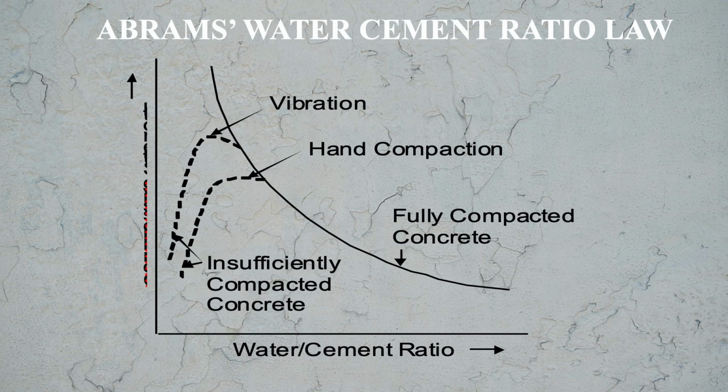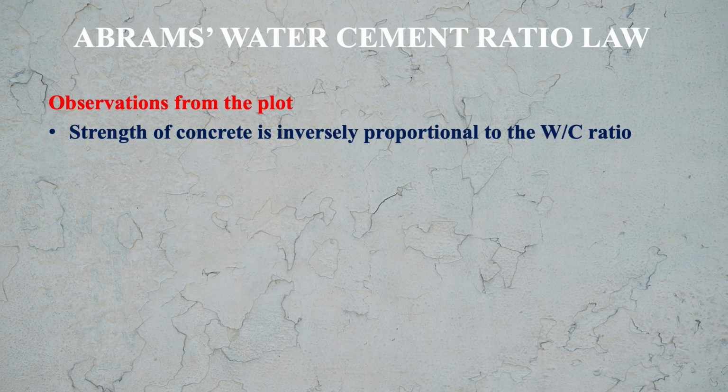So that way up to a certain water cement ratio only you will get good compressive strength of the concrete. So from this plot or the graph, we can see that the strength of concrete is inversely proportional to the water cement ratio. Means as water cement ratio increases, strength decreases.